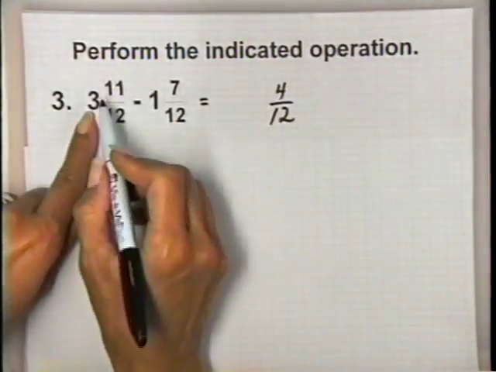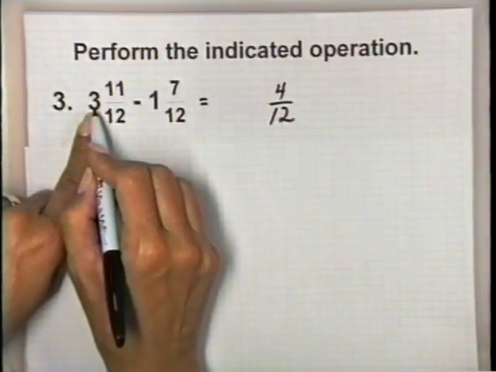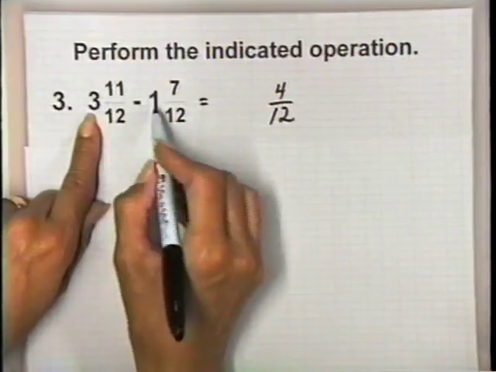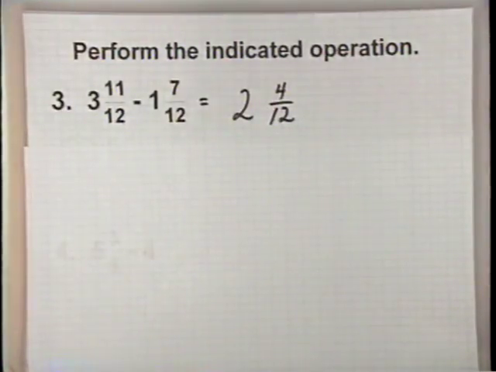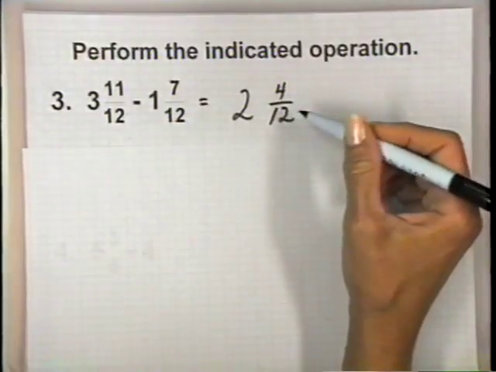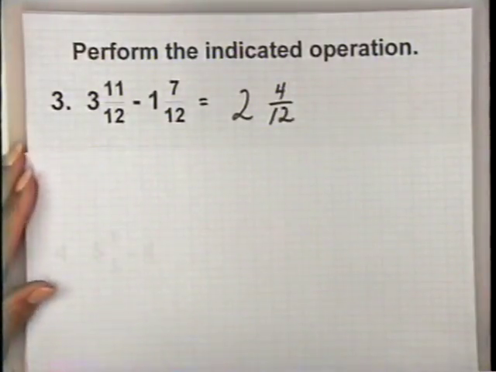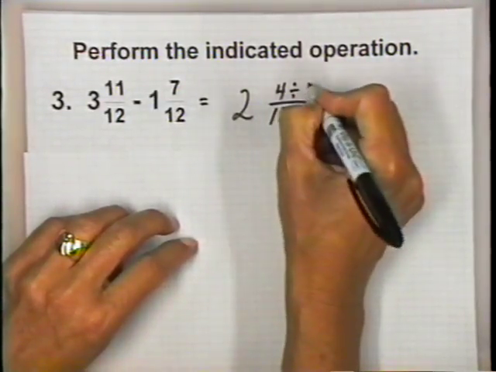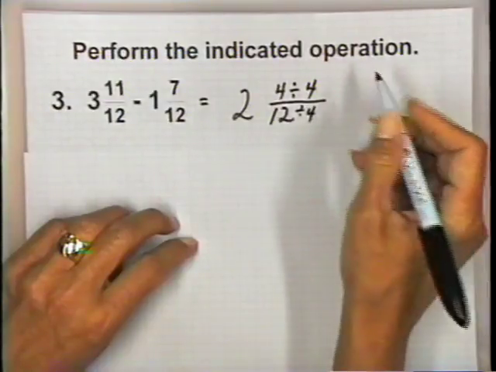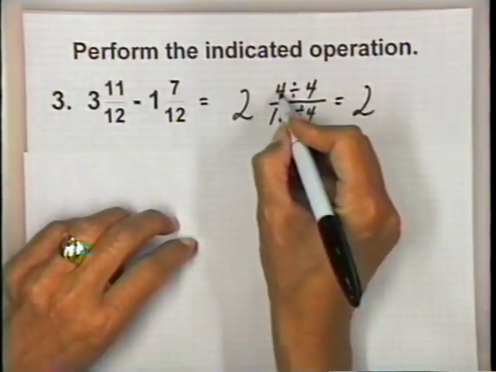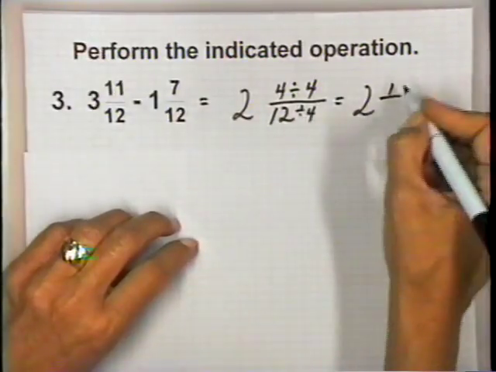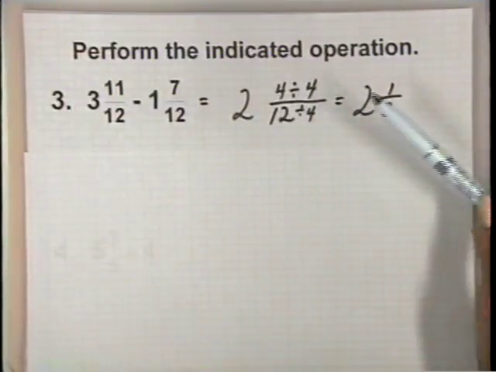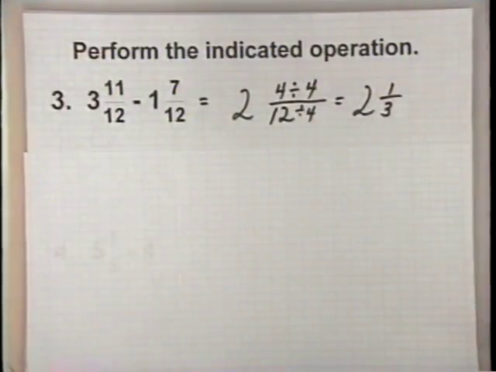And of course, with the whole numbers, we take the whole number in the first mixed number and subtract from it the whole number in the second mixed number. So we say 3 subtract 1 is 2. Now let's check the answer. Is 4/12 improper? No, it is not. Is it reduced? No, it is not reduced, so we need to reduce it. 4 and 12 have a common factor of 4. 4 divided by 4 is 1, and 12 divided by 4 is 3. So we want to write the mixed number 2 and 4/12 as the mixed number 2 and 1/3.